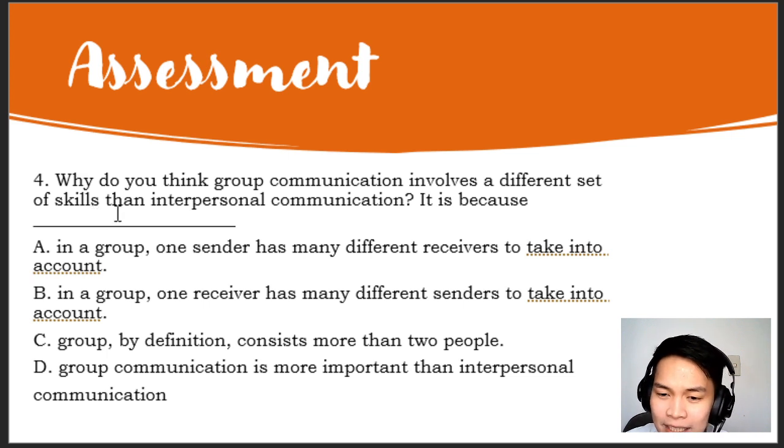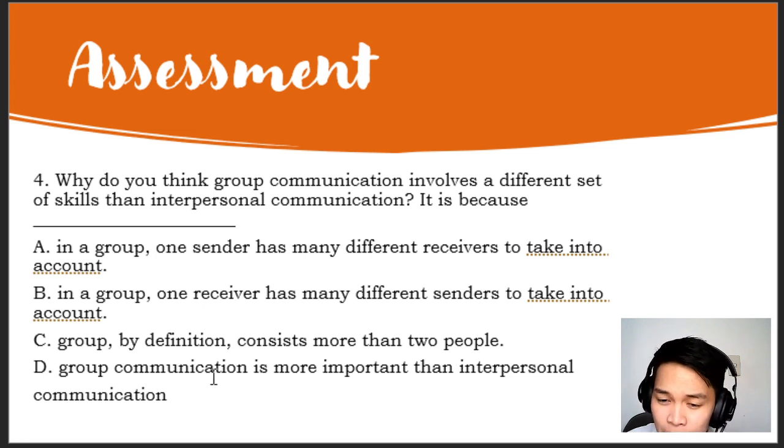Why do you think group communication involves a different set of skills than interpersonal communication? It is because, in a group, one sender has many different receivers to take into account. In a group, one receiver has many different senders to take into account. Letter C, group by definition consists of more than two people.